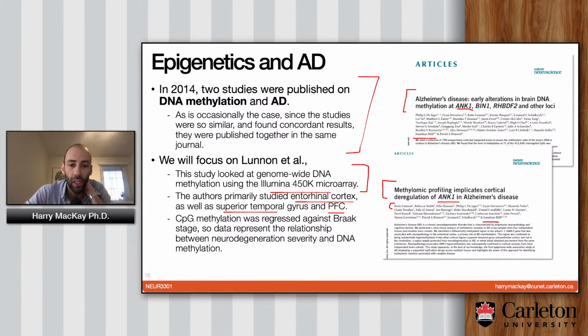So they took the methylation data from this array and they regressed it against the Braak stage. The Braak stage, if you recall, is a system for quantifying the rate of neurodegeneration in a given tissue or in a given sample of brain.